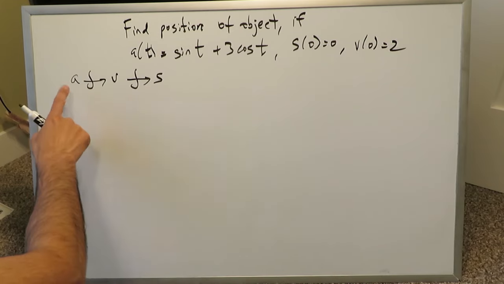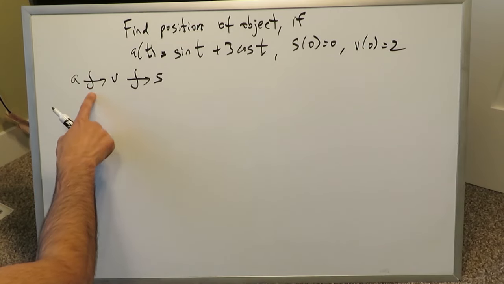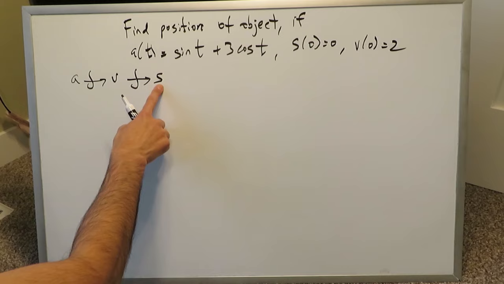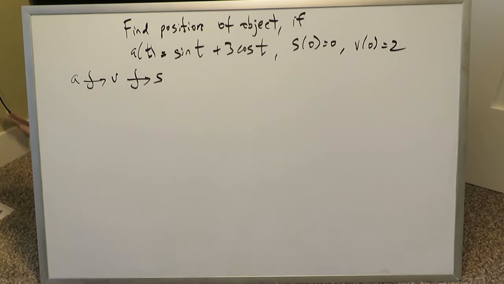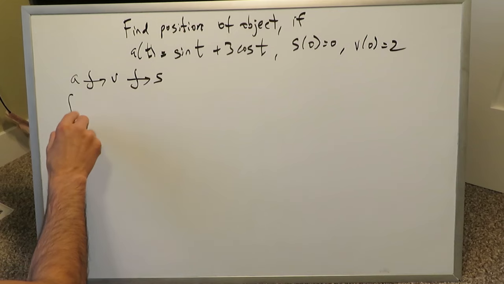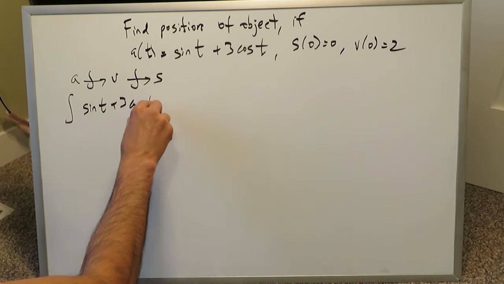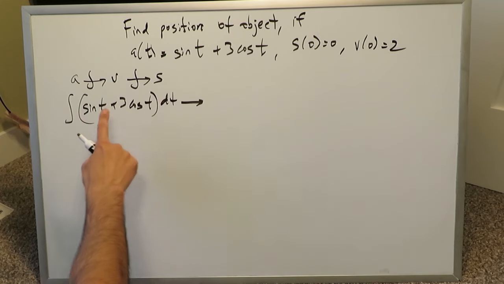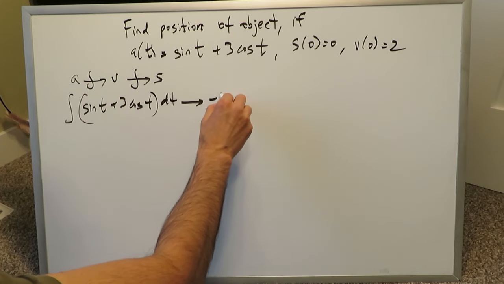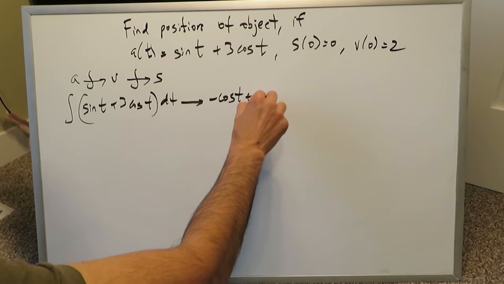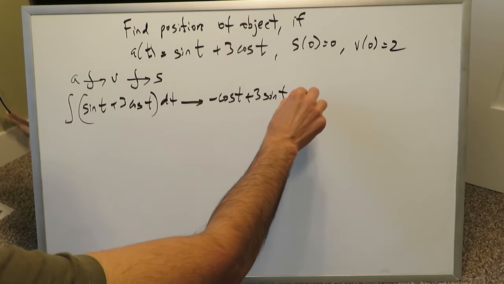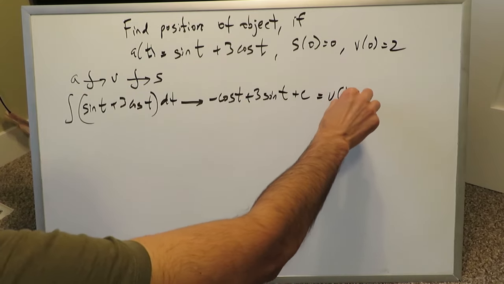How do you go about finding the position when you're provided the acceleration? Think back to the loop. The acceleration gives rise to the velocity by means of an integral, and velocity gives rise to position by means of its integral, and that's a loop you have to use. You're given the acceleration function, so do its integration procedure and you'll end up at the velocity function. You will do this integration and you'll get a minus cosine t plus 3 sine t plus c, and you know this is going to be your velocity function.